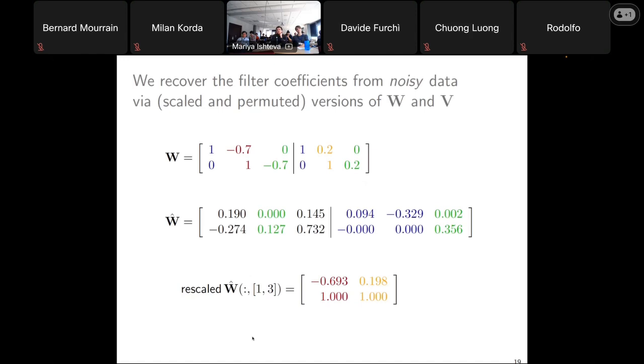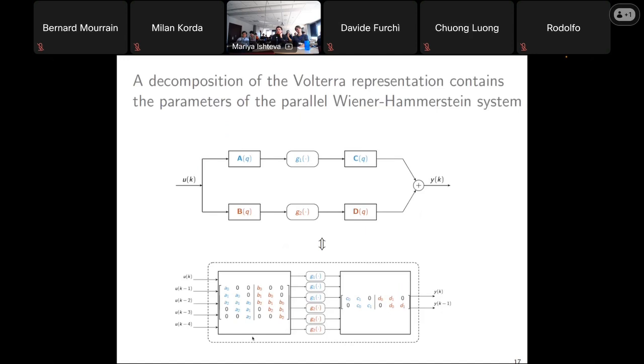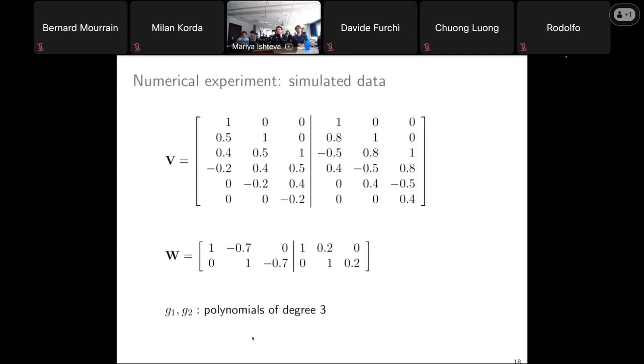Because we found the coefficients. We didn't find the full matrix. So if we go back here, we didn't find the full matrix, but we were only after the coefficients. We don't care about the whole matrix. We care about A0, A1, and A2. And these are the ones that we could retrieve up to scaling and permutation.